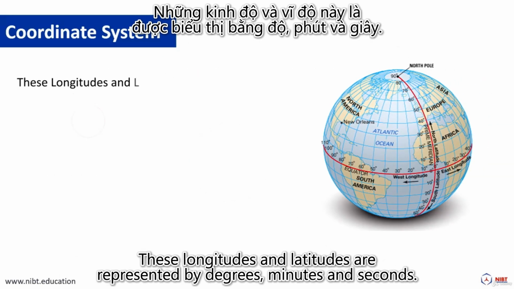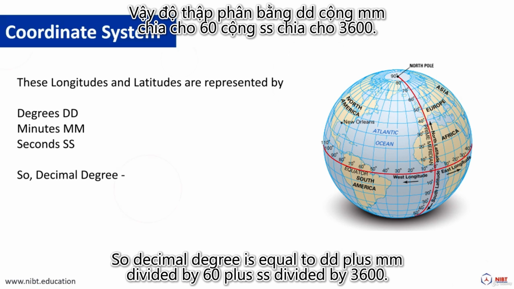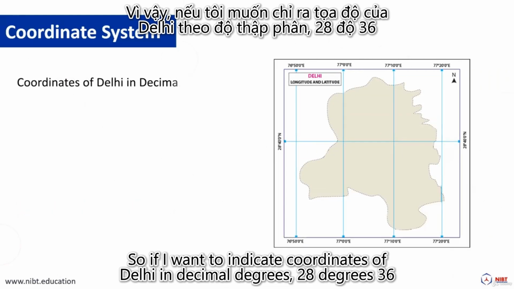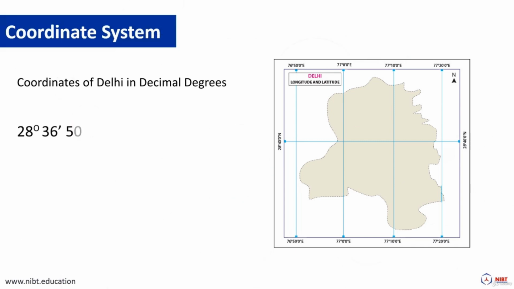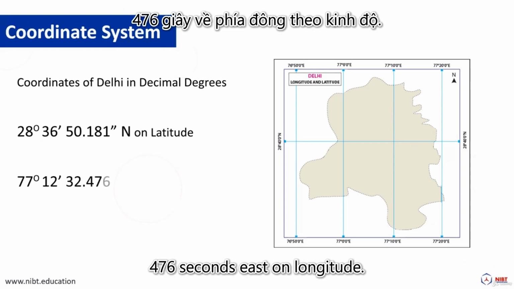Longitude and latitude are represented by degrees, minutes and seconds. So decimal degree is equal to DD plus mm divided by 60 plus SS divided by 3600. So if I want to indicate the coordinates of Delhi in decimal degrees, it is 28 degrees 36 minutes 50.181 seconds north on latitude and 77 degrees 12 minutes 32.476 seconds east on longitude.